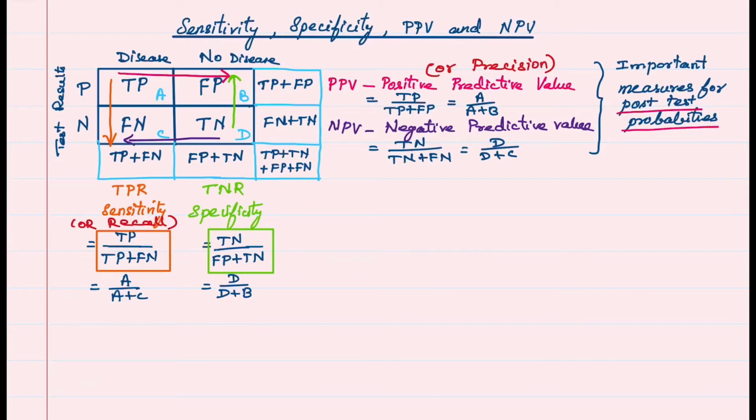And PPV is the probability of true positive if the test result is positive. And NPV is the probability of true negative if the test result is negative. PPV and NPV are the important measures of post-test probabilities. An important measure of pre-test probability is prevalence.